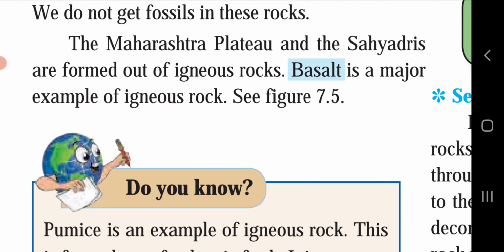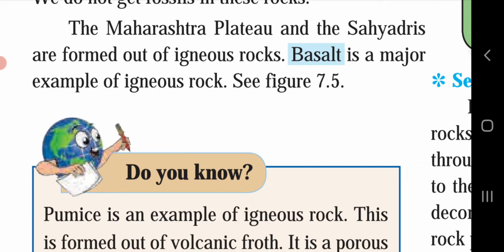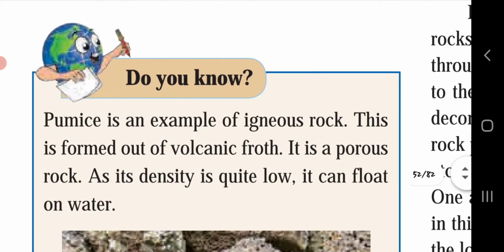Other different types of rocks, as from the igneous rocks, basalt is a major example of igneous rocks. As on page number 42, the different types of rocks they had given. Types of rocks, original rock that we are going to see in the next page. So in Maharashtra Plateau and the Sahyadris, in the Sahyadri ranges we can see this type of igneous rocks, and basalt rock is the major rock of the igneous rock.